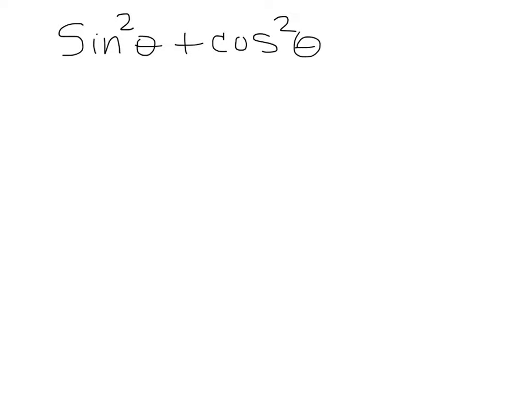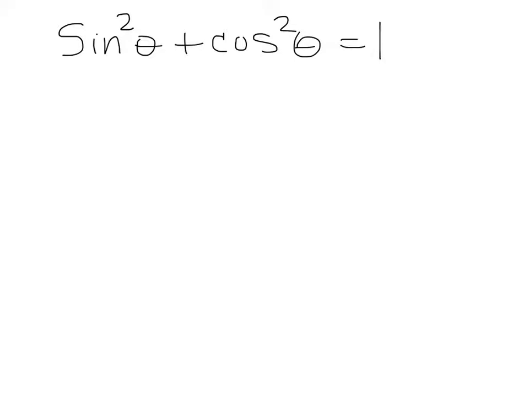We now need to discuss the Pythagorean identities. There are 3, one main identity, and 2 that are offshoots from the original. The original Pythagorean identity is sine squared theta plus cosine squared theta equals 1. This is an identity, which means that for any angle theta, this must be true.